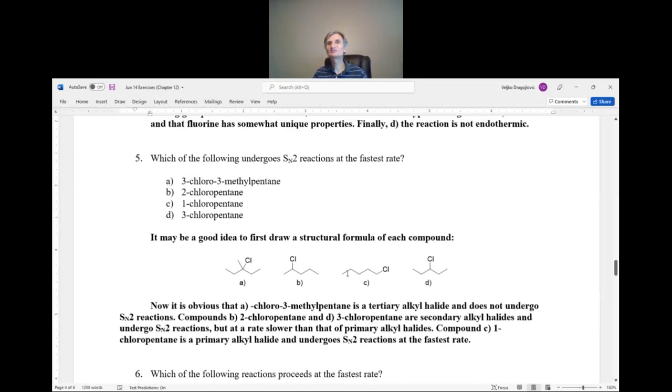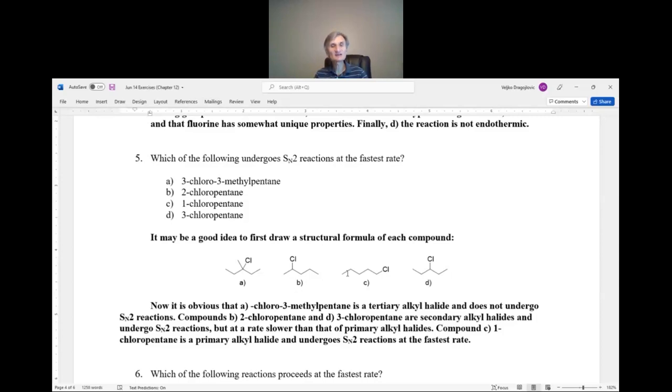Question number 5. Which of the following undergoes SN2 reactions at the fastest rate? So different SN2 reactions, and you have 4 compounds. We just discussed that SN2 reactions are sensitive to steric hindrance. So the least hindered compound will undergo SN2 reaction at the fastest rate. That means primary preferentially to secondary, and tertiary will not even undergo SN2 reaction at all. And then if you have several primary or several secondary that are tied as the most reactive, then you look which one is the least hindered.